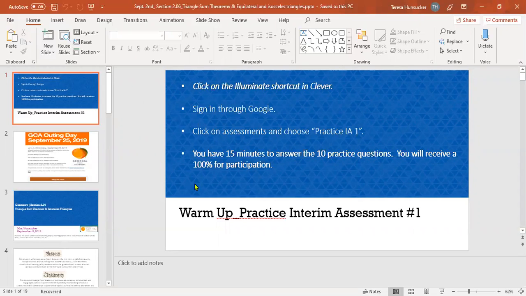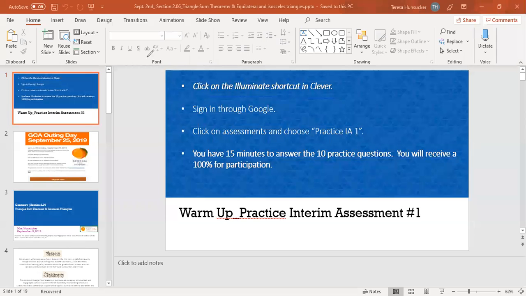This is a busy week for us as we wrap up Unit 2 and Cycle 1 already. To practice for Interim Assessment 1, which will take place the week of the 9th, information will follow regarding the date and times for your IA. But you're going to get 100% participation if you can get into the practice interim through Clever and click on Illuminate. You'll sign in with your Google sign in, okay? So this is where you want to start.